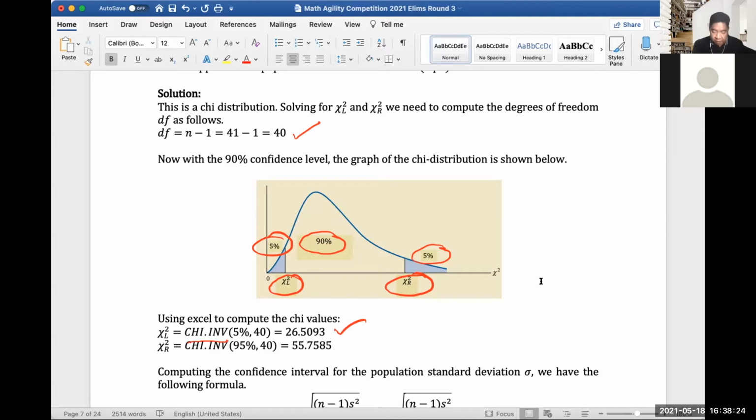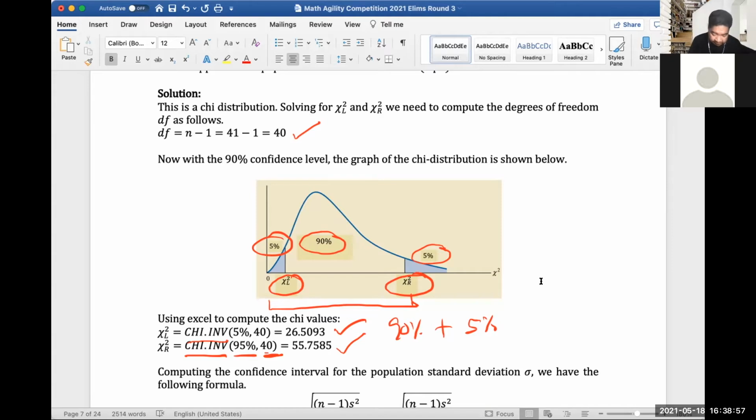For the right side, chi-squared sub r, again it's chi-squared inverse. But this time you need to add for the probability, the percentage from here up to here. So that's 90% plus 5%, that's 95%. And then we use again the same degrees of freedom, and we will get this value of 55.7585 as our chi-squared sub r.